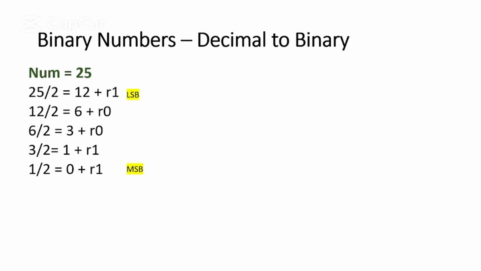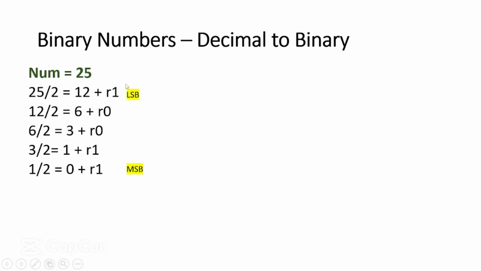Let's start. 25 divided by 2 is 12 with a remainder of 1. 12 divided by 2 is 6 with a remainder of 0. 6 divided by 2 is 3 with a remainder of 0. 3 divided by 2 is 1 with a remainder of 1. 1 divided by 2 is 0 with a remainder of 1. In order to write this, we use a top to bottom approach.